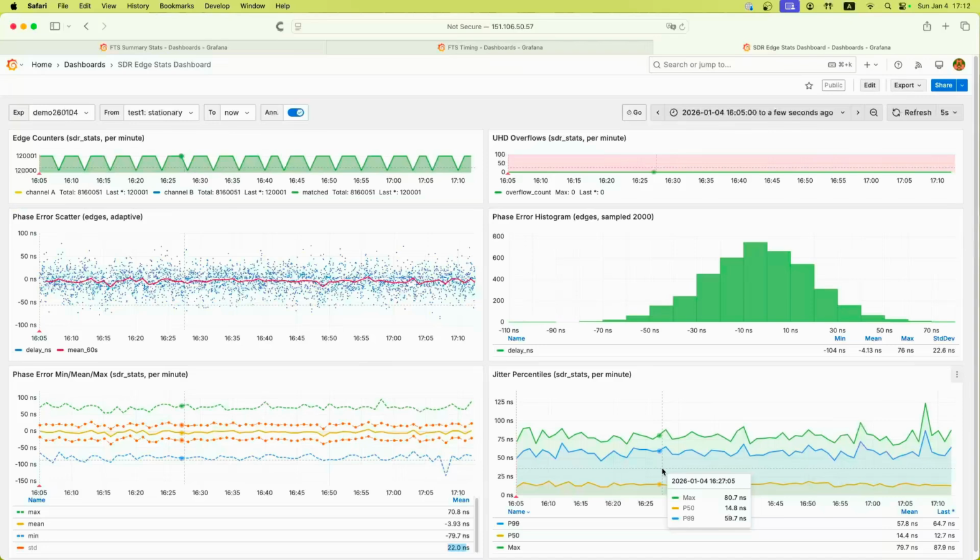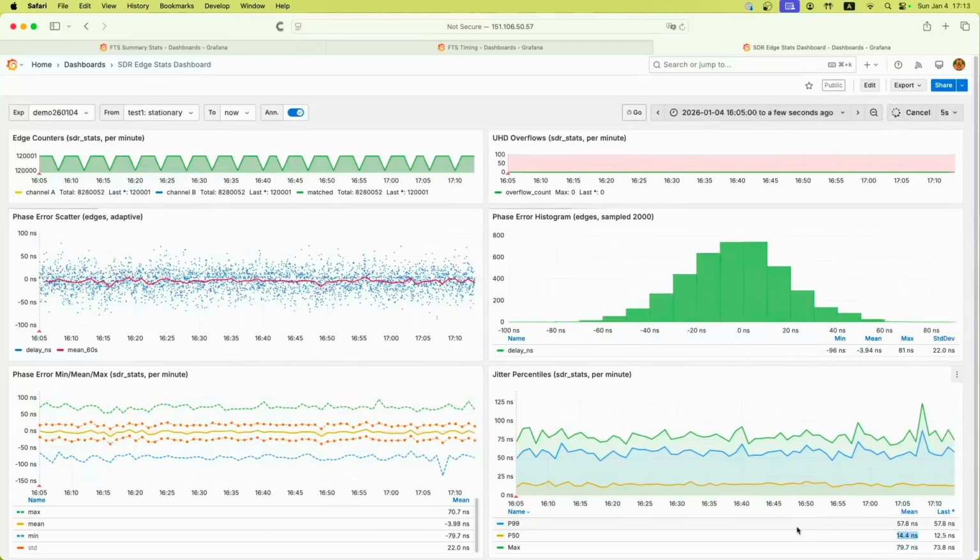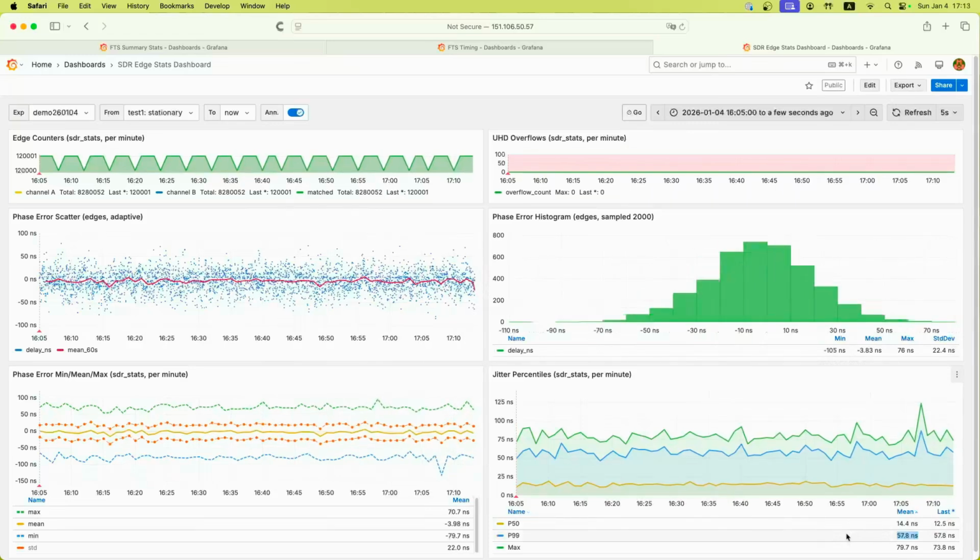On the bottom right side, we plot jitter deviation from mean statistics, also calculated over a 1-minute window. Here, maximum jitter deviation from mean was 80 nanoseconds. For half of all pulses, jitter was below 15 nanoseconds. And for 99% of the pulses, the jitter was below 60 nanoseconds.